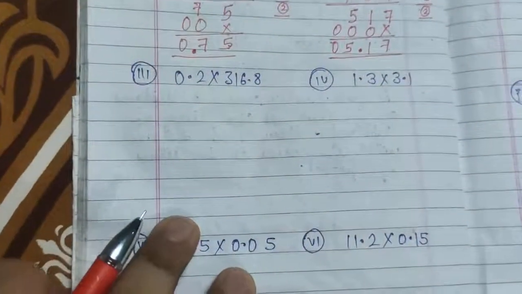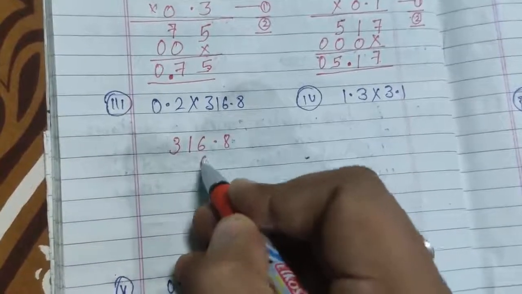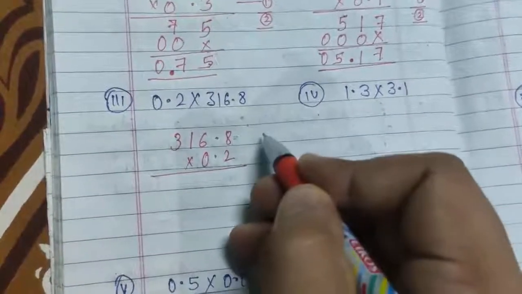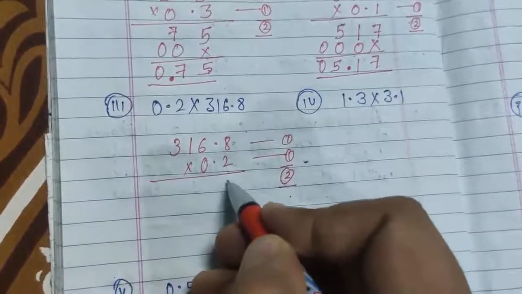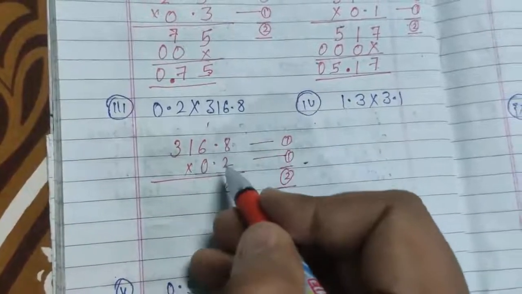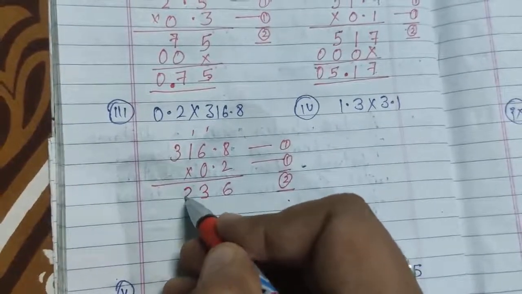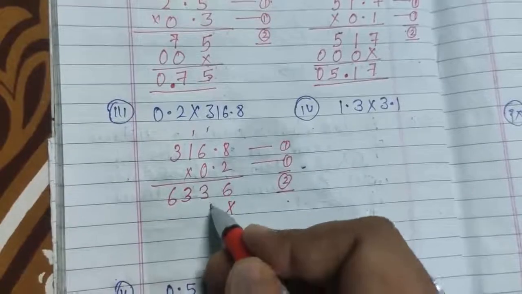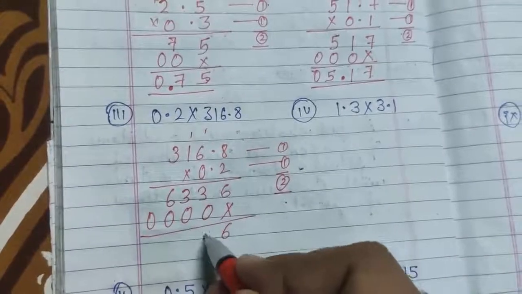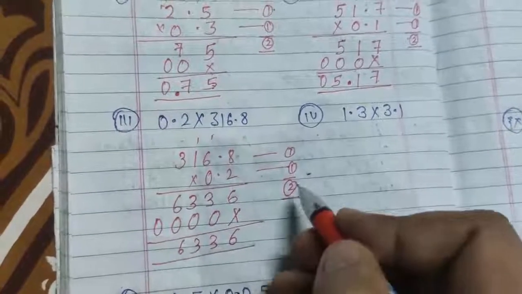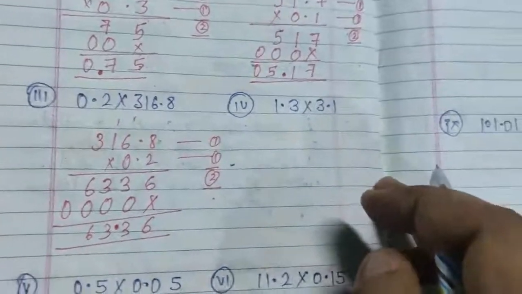Now its third part, here you can see 316.8 and 0.2. It is after 1 place, it is also after 1 place, so it will be taken after 2 places. 2 8s are 16, 1 carry, 2 6s are 12, 1 carry 13, 2 1s are 2 and 1, 3, 2 3s are 6. So 0 8s are 0, 0 6s are 0, 0 1s are 0 and 0 3s are 0. So 6 3 3 6, and it is after 2 places we have to take the decimal. So here the decimal we have to take.